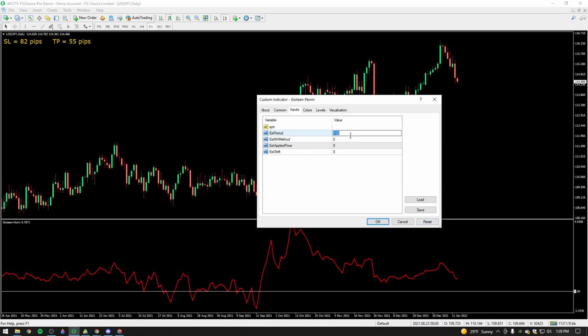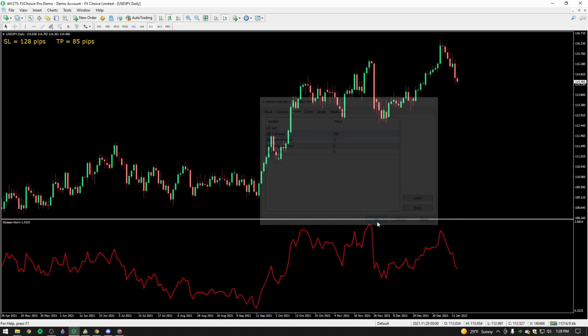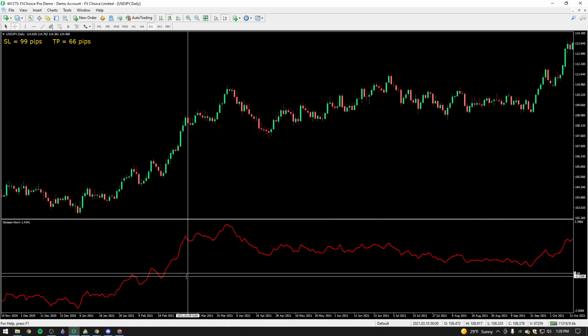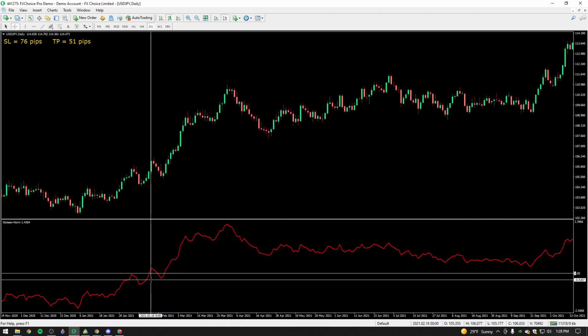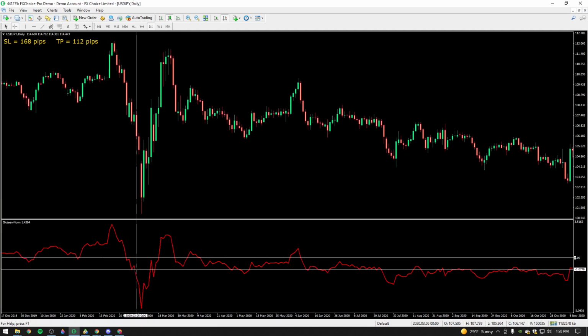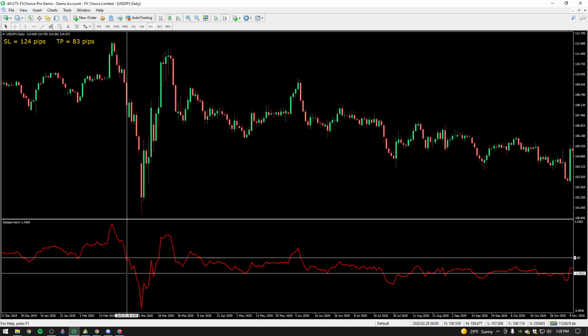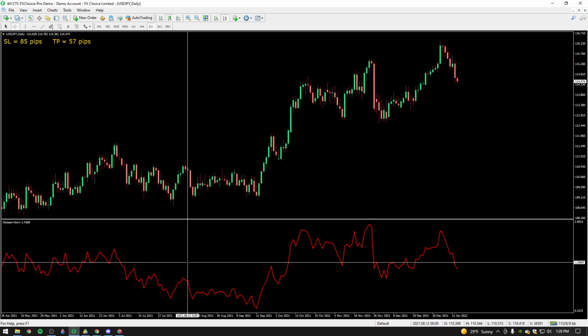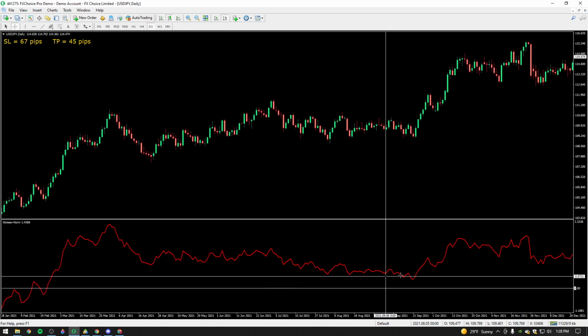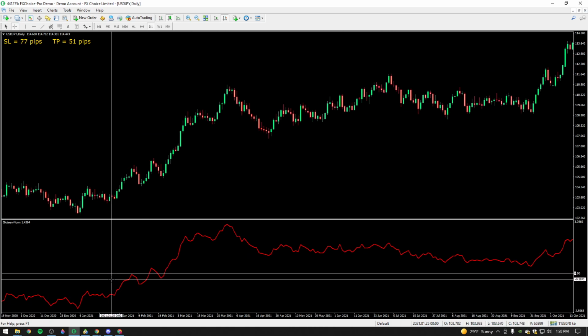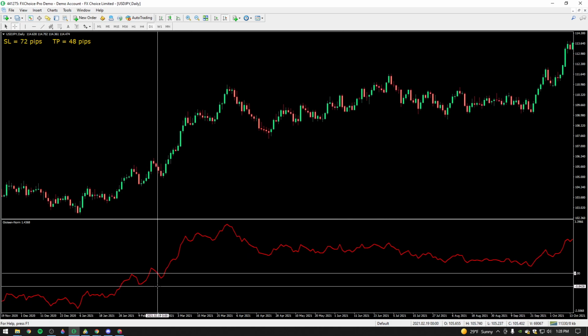Let's put a 200. Let's see what that's gonna do. Hold on. Okay, we got a sell signal here. Look, it's pretty early, all right? It didn't give those fake out signals, and it still gets you in early, man.